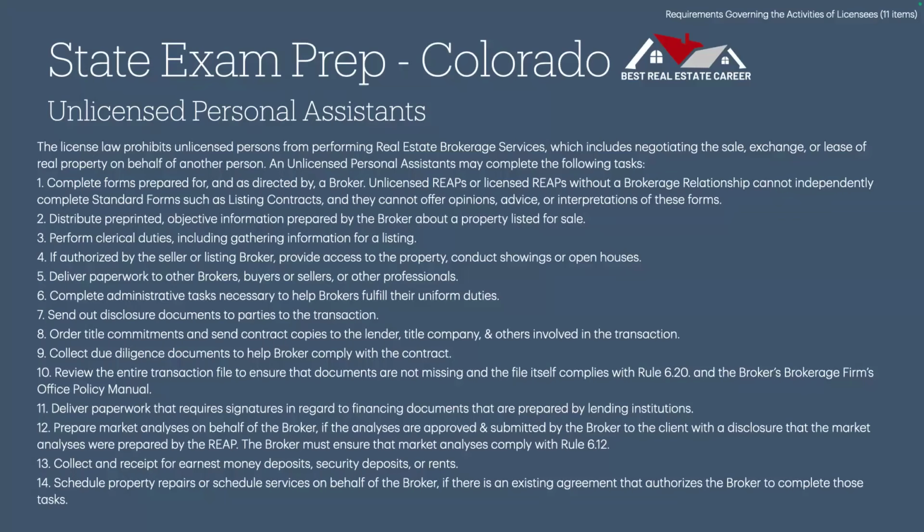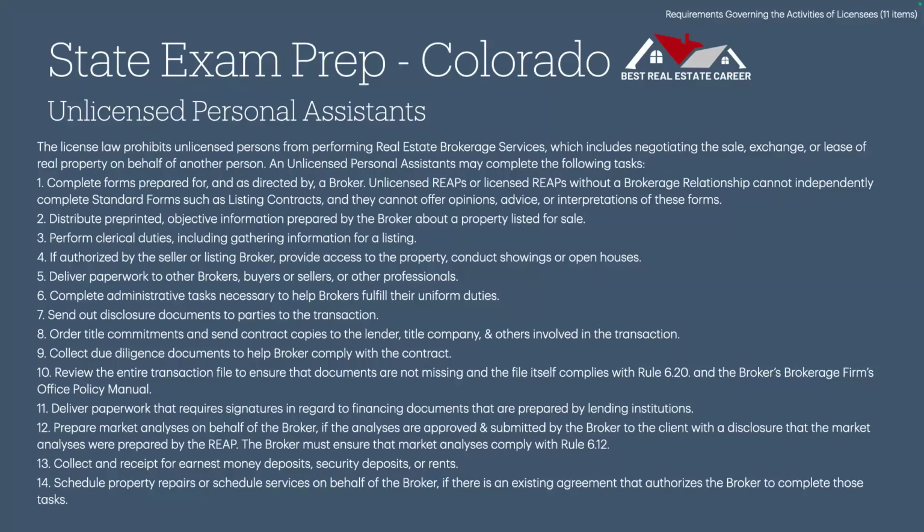An unlicensed personal assistant may do the following. So if we're looking at this, complete forms prepared for and as directed by a broker. And so when we're looking at this, it doesn't mean that they can write a contract. Okay. Like, do not read that they can write a contract. If you tell them word for word what they're allowed to do, they can do it, but then you have to double check it. So you can say, yes, write this contract just like this for me, and then I am going to review it.